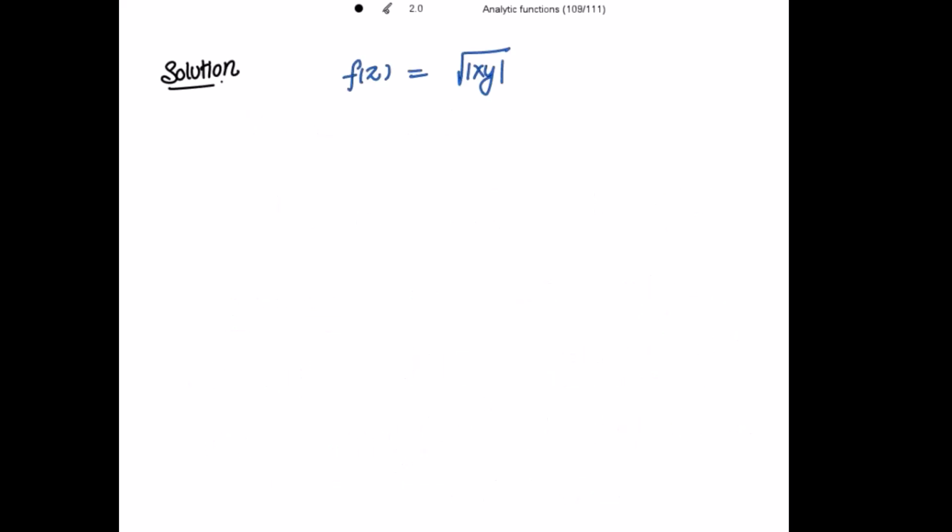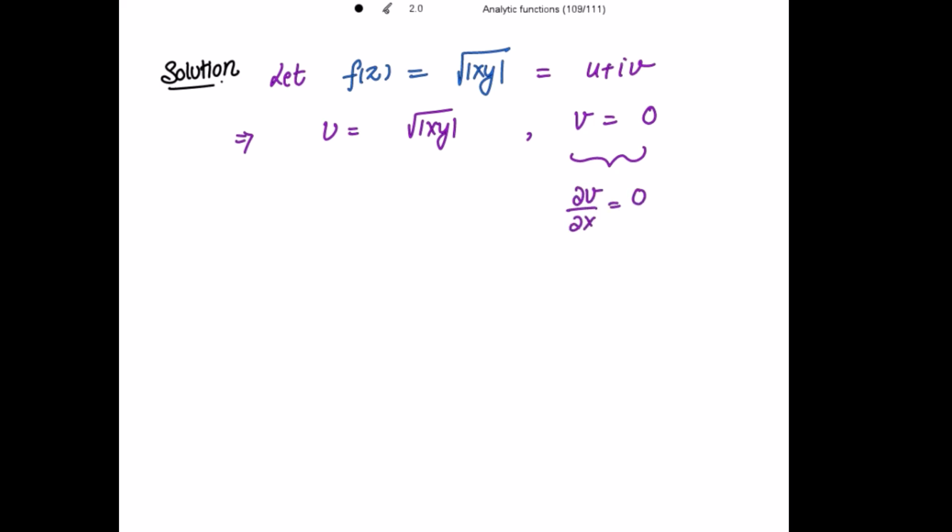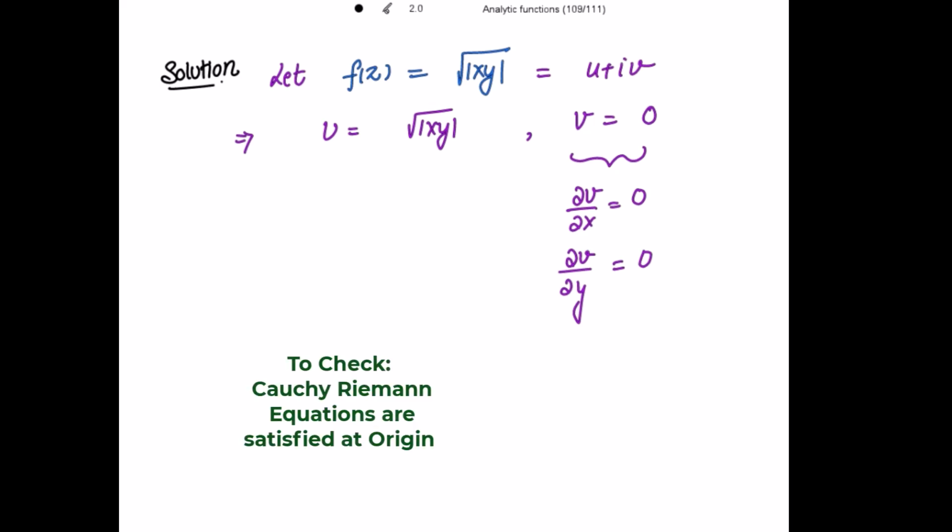So the given function is f(z) equal to square root of mod of xy. Let me take this function to be equal to u plus iota v. Equating the real and imaginary parts, we get u equal to square root of mod of xy and v is equal to 0. If v is 0, then the derivative of v with respect to x gives 0 and the derivative of v with respect to y is also 0, right?